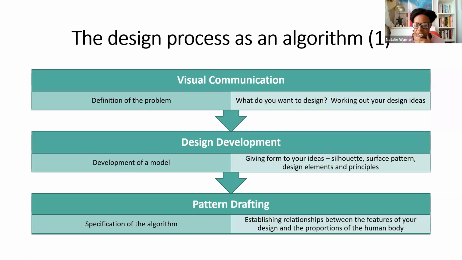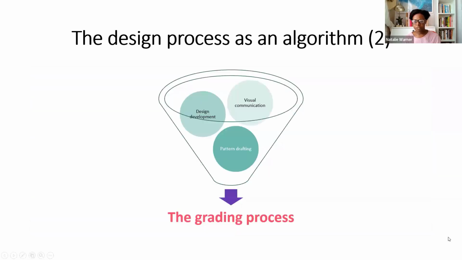This is the design process as an algorithm thus far. So the next step of this context is this little filter funnel here. So we have all these steps, and you can think of visual communication, design development, and pattern drafting as inputs, an input within themselves. So you have inputs and outputs within visual communication, design development, and pattern drafting as you work through those stages of the process. But together, they combine to create an input that kicks off the grading process.